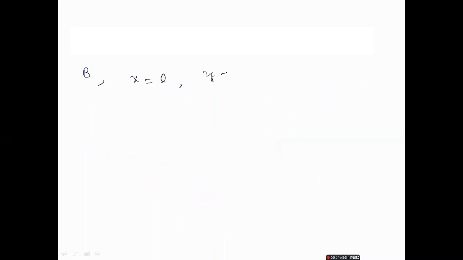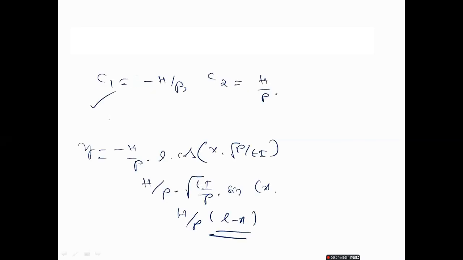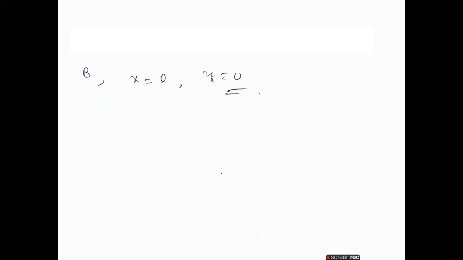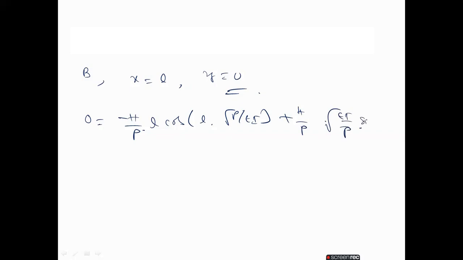Now after getting this one, substitute the point 1, that is the end point B, take the boundary condition x equal to L, then y equal to 0. So hence substitute in the above equation. Here y equal to 0, and x equal to L. So remaining all same. I will write here: minus h by p into L cos L into square root of p by ei, plus h by p into square root of ei by p into sin L into square root of p by ei, plus h by p into L minus L. Now L minus L is nothing but 0.